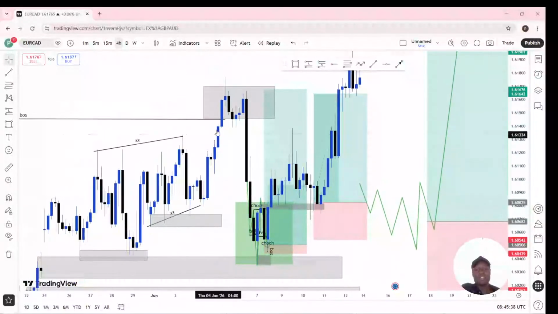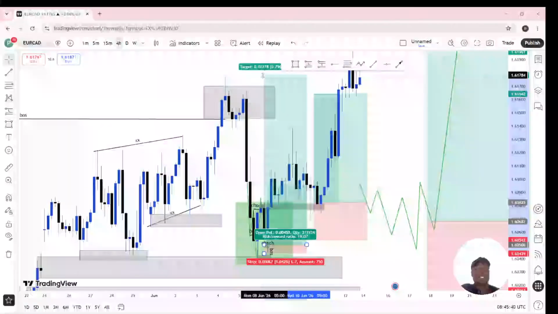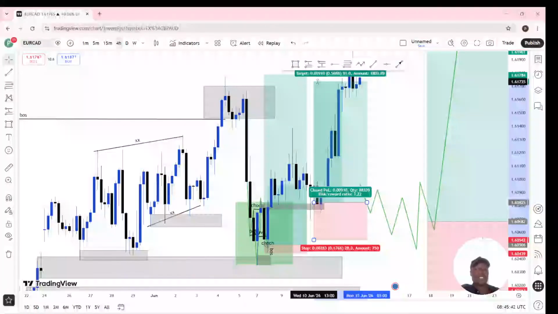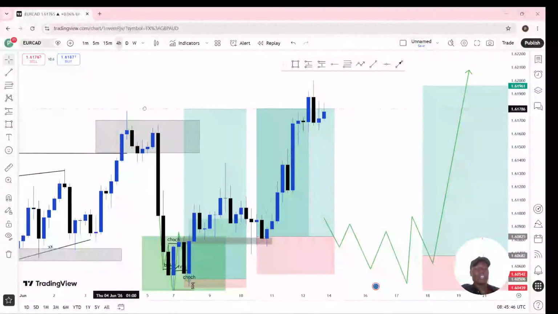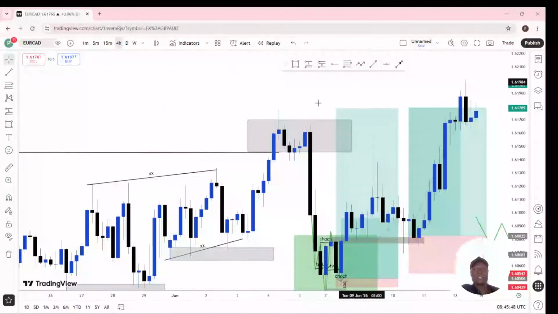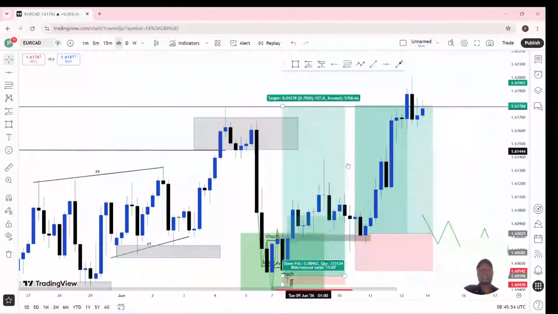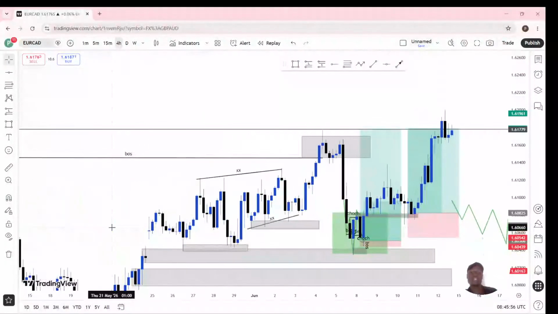You can see our take profit was hit. I tried to share this with you yesterday, but I don't know what happened. I think I was supposed to share it on Wednesday. I wanted to share with you this trade.